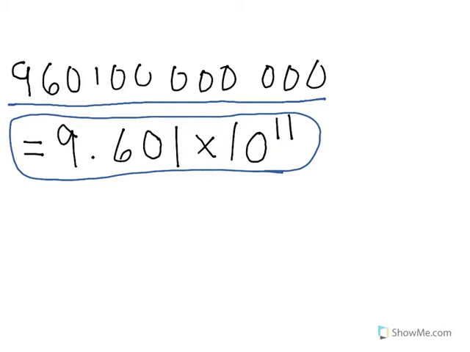Which can be written just as 9.601 times 10 to the power of 11. So we're going to understand how this is done by looking at some exponent rules first to understand how we get this 10 to the exponent 11.